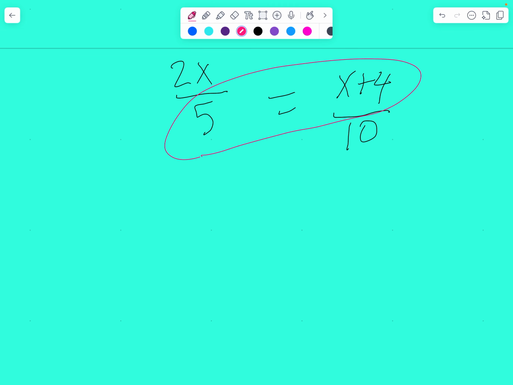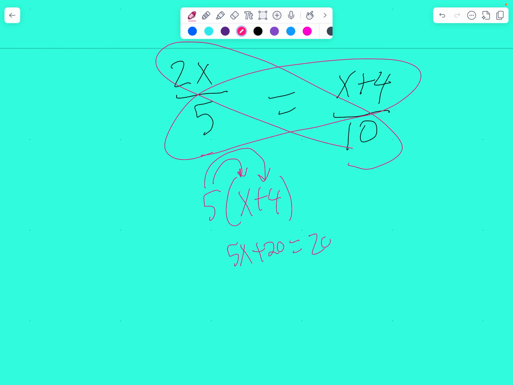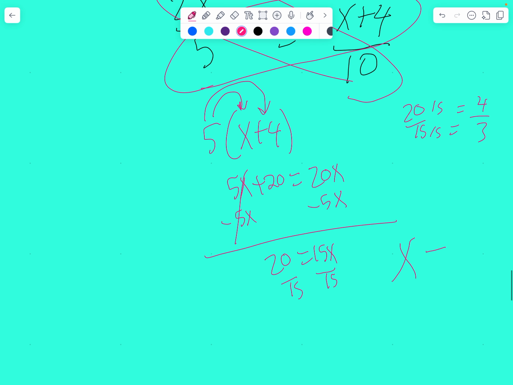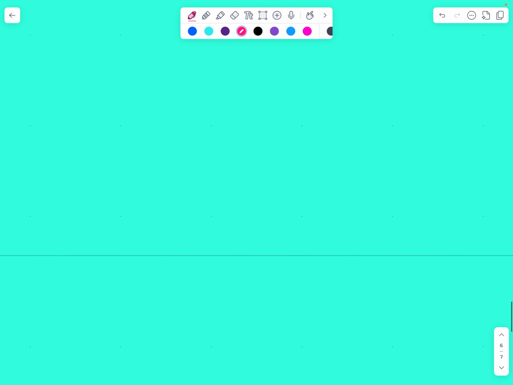What's 5 times x plus 4? Distribute. 5 times x is 5x. 10 times x is 10x. What's 5 times positive 4? 20. What's 10 times 2x? 20x. What's minus 5x on both sides? Because I was wanting to get what x is. I have 20 equals 15x. Divide both sides by 15. So I get 20 over 15. They both can be divided by 5, which would get me 4/3. So x is 4/3.